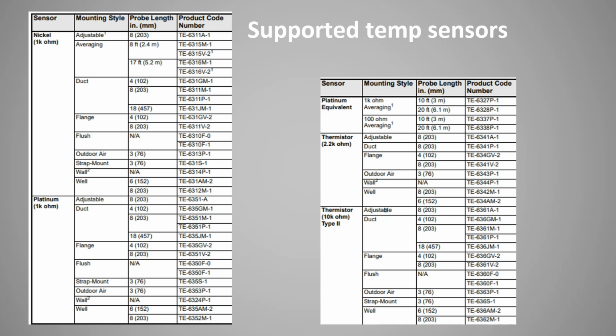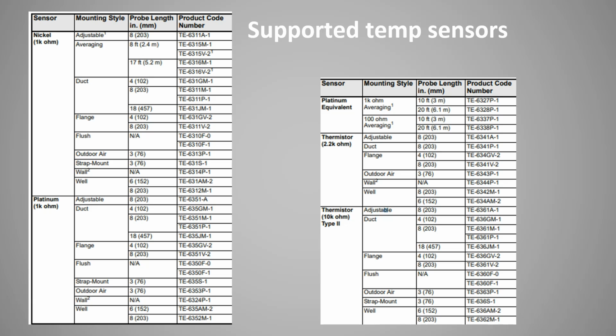Let's talk about the sensor types that Johnson can take natively without building any kind of custom scale. Every time you build a program in Johnson Controls, it's going to build inside CCT all your sensors to be nickel 1K sensors. It loves nickel 1K sensors. The other option is a platinum 1K sensor.